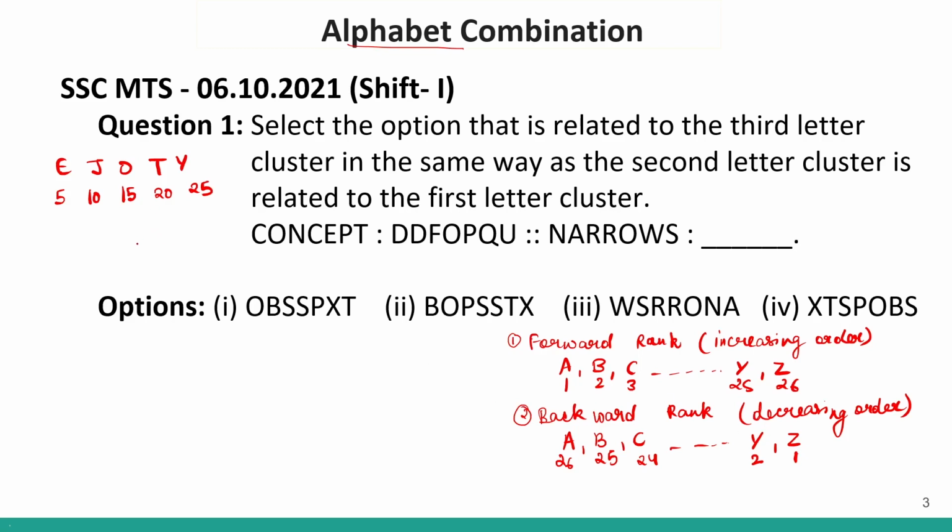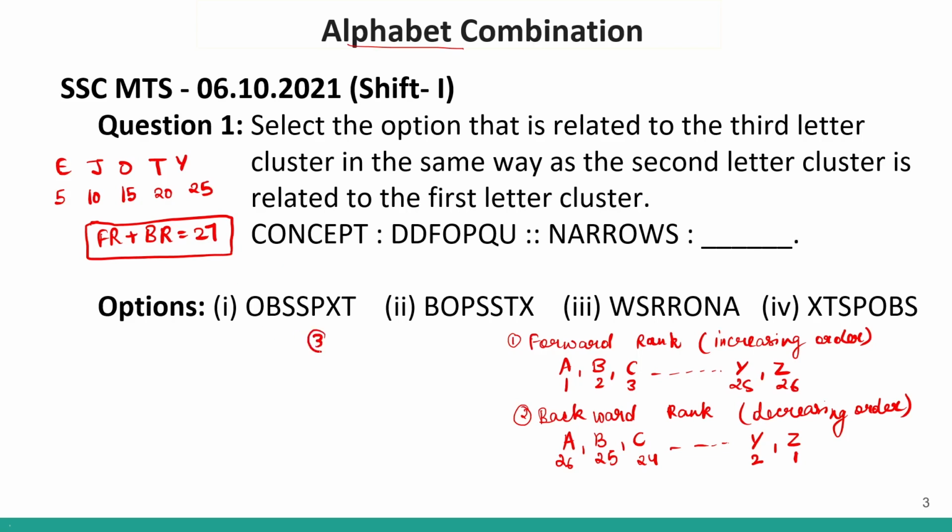One more concept is that the sum of forward rank plus backward rank is always equal to 27. You can check it for any alphabet. Check it for A, it is 1 plus 26, 27. For C, it is 3 plus 24, 27. So this is another concept.